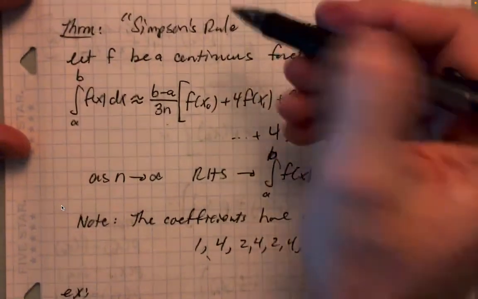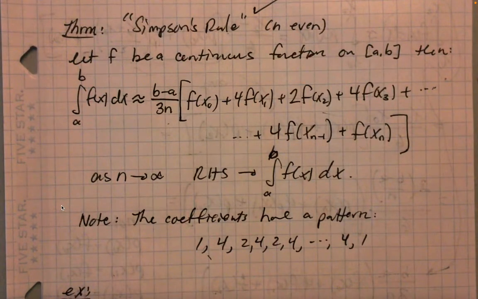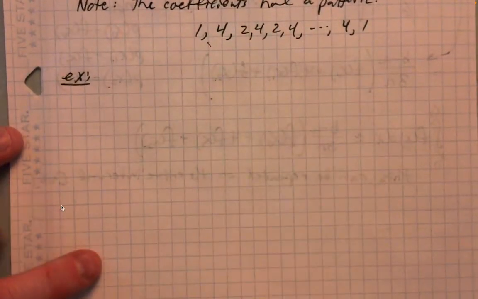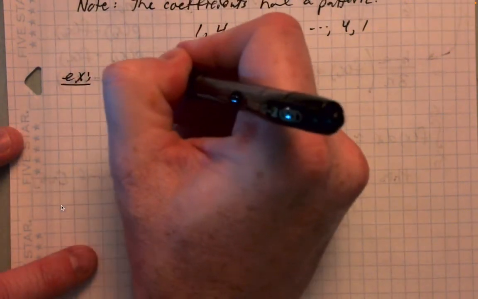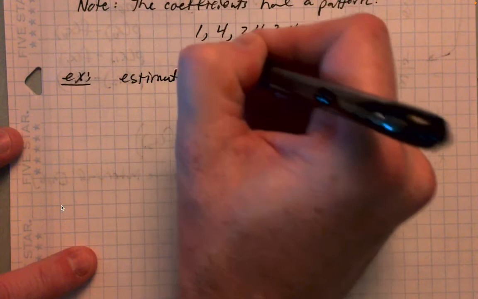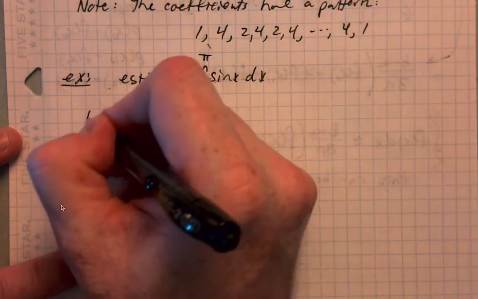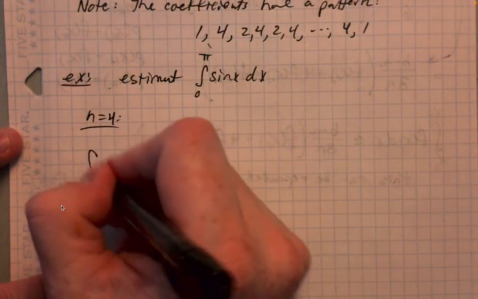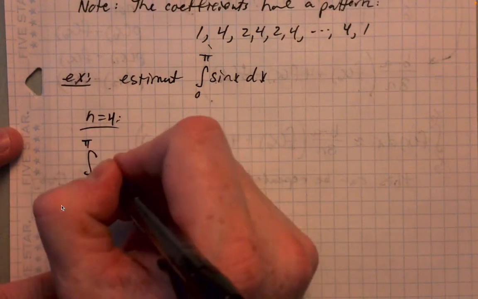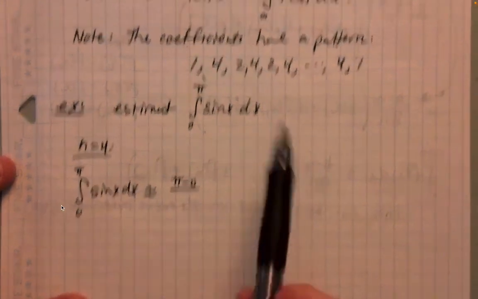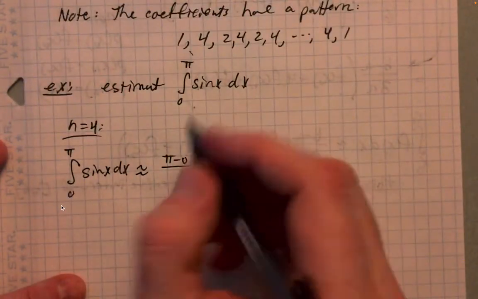So this is a very powerful approximation. I don't, off the top of my head, know how much better it is than the trapezoid rule, but it is better than the trapezoid rule, and we can see that by taking the same example that we did previously. Let's estimate the integral from 0 to pi of sine x dx, and let's just use n equals 4. So the integral from 0 to pi of sine x dx is approximately (pi minus 0) over, well, it's 3 times n, so it'd be 12.